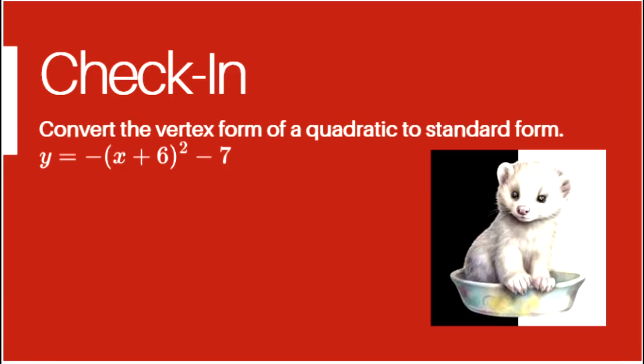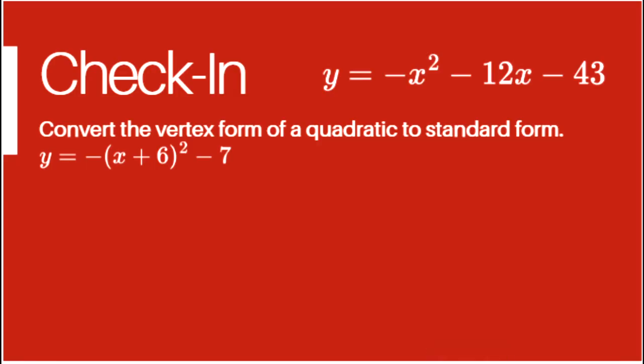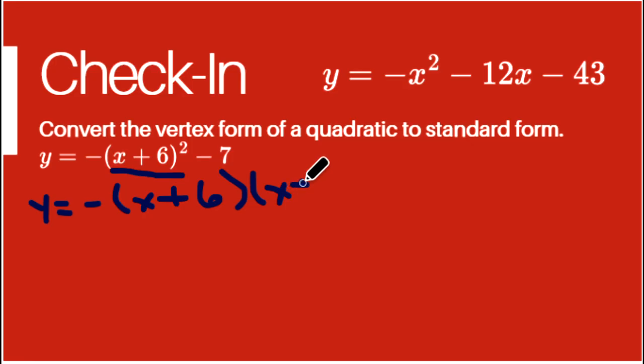Here's a check-in. Convert the vertex form of a quadratic to standard form. If you feel like you can do it, pause it, go ahead and do it on your own, and then come back. If you need help, we'll work through it together. The first thing we need to do is take this section of the problem and expand it. So we still have y equals, we still have that negative, but now it's going to be (x plus 6), and then it's going to repeat itself because it was squared. So (x plus 6), and then that minus 7 drops down.